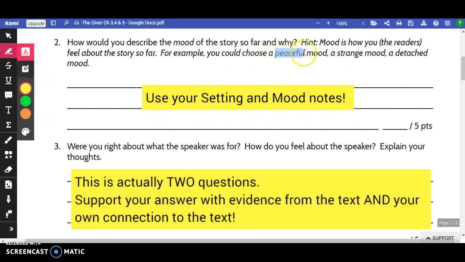So the moods that I listed, peaceful, strange, or detached, these are moods that could work for you in these chapters. So if you can't think of one on your own, I welcome you to use one of the 3 that I've given as the hint.